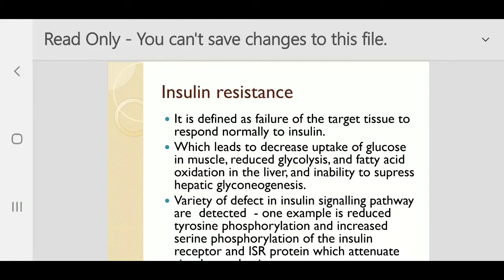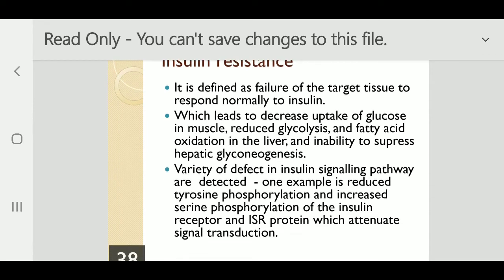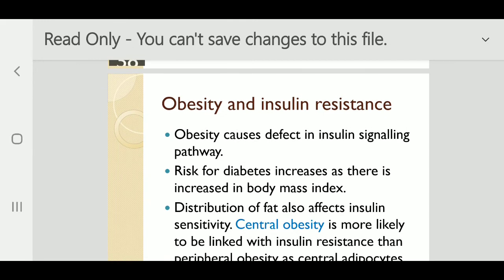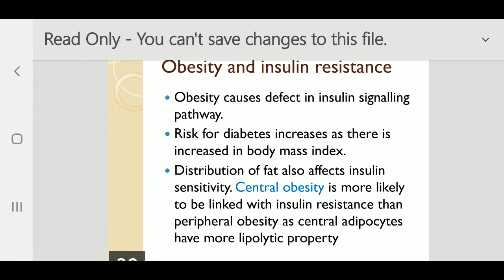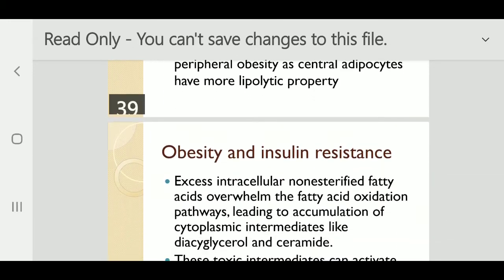What is insulin resistance? Insulin resistance is defined as a failure of the target tissue to respond to insulin. This leads to decreased uptake of glucose in the muscle, reduced glycolysis and fatty acid oxidation in the liver, and inability to suppress the hepatic glycogenolysis. Obesity is absolutely related to insulin resistance. Why? Because in obesity there is a defect in insulin signaling pathway, and risk of diabetes increases as there is increase in body mass index. Central obesity or abdominal obesity is more linked with insulin resistance.